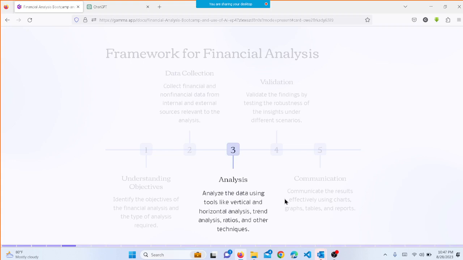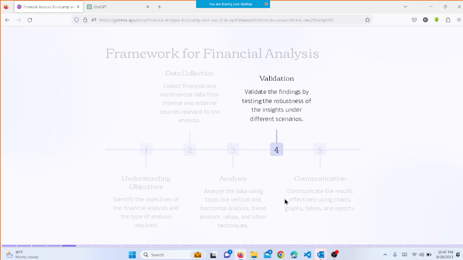This is the actual analysis. There are tools that we use, like vertical analysis, horizontal analysis, trend analysis, ratios, and some other techniques. Then the fourth step, which is usually not carried out by a lot of analysts, is to validate whether the findings are in line with the hypothesis that we made, or carry out a stress test to understand whether the results stand the test of the questions, because you may be answering the questions on the surface, not deep inside.